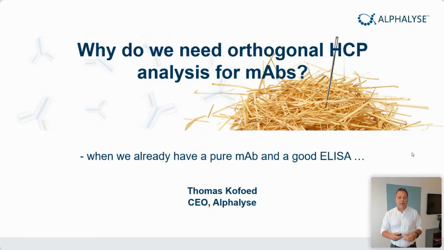And I think there are some good points here why you should use an orthogonal method. First of all, no ELISA will have 100% coverage. So to ensure that you don't have any HCPs that are not detected by your ELISA assay, there's a good reason to use an orthogonal method. And then most monoclonal antibodies are given in quite high doses and multiple times. So even host cell proteins at very low level can actually jeopardize the project and cause issues later on. So that's the main reasons for why you should use an orthogonal method for HCP analysis.